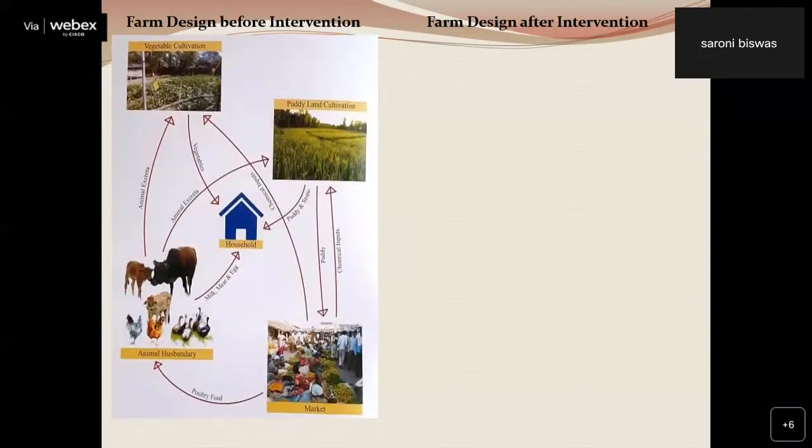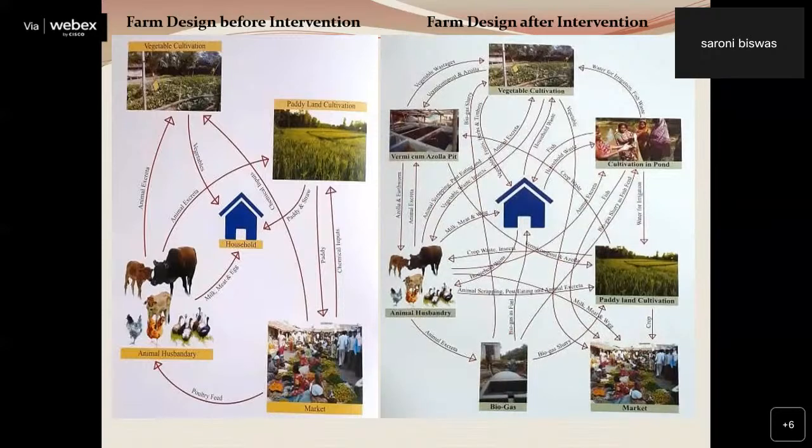Now, before the intervention, here also you will find the market dependency is there. Chemical inputs were coming from the market, and poultry feed is also coming from the market, and integration is not much. But after the intervention, the waste of one unit is utilized as wealth in some other unit in the subcomponent. If you look into the market aspect, they are not buying anything from the market. They are selling their crops, vegetables, paddy, animal products, and different other items to the market, and whatever is required, like fertilizers for their farmland, it has been supplemented by the vermi and azolla peat.